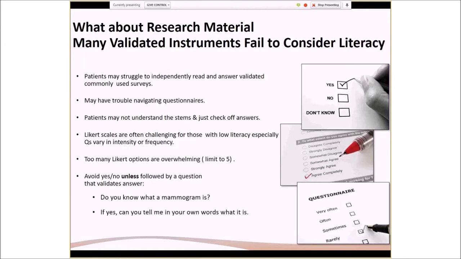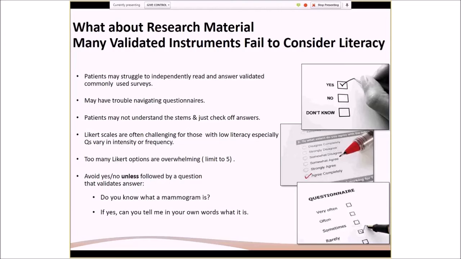Now, Mike had wanted to know a little bit about tests. Everybody who's doing research wants to use validated instruments. Look at your validated instrument. It may have been validated on college students. Is it easy to understand? Is it easy to navigate? Patients often struggle to independently read and answer validated, commonly used surveys. In research that we have done, we usually use a structured interview where we just ask patients the question on the survey and answer it for them, because so many people have trouble.